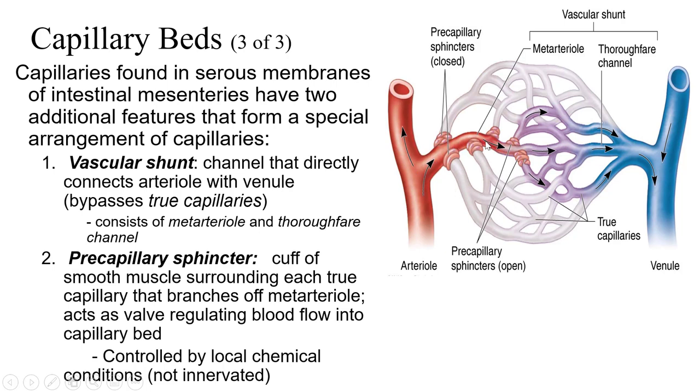This main thoroughfare channel remains open, okay, for the blood to go through, even if this part here is going to be shut by the precapillary sphincter. What is the purpose of shutting down? Why would a precapillary sphincter close?